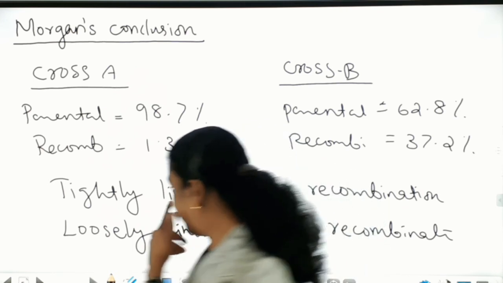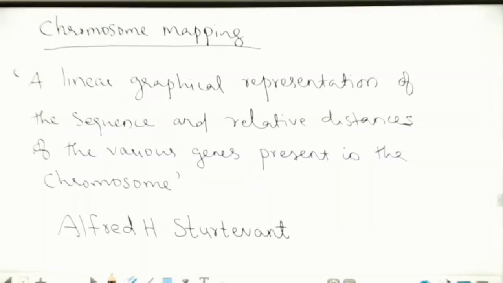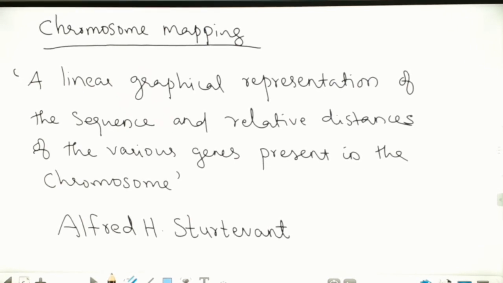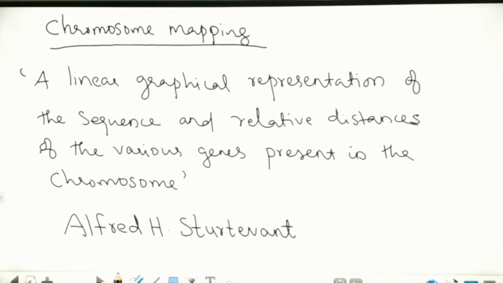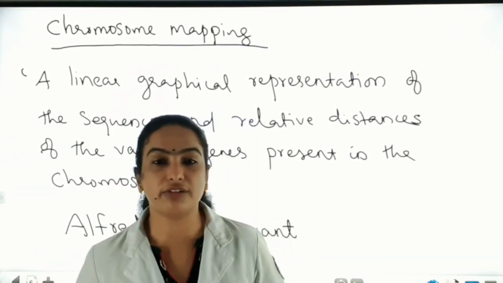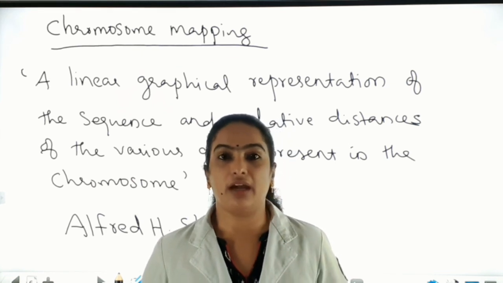Let's see. Chromosome mapping. Chromosome mapping is a linear graphical representation of the sequence and relative distances of the various genes present in the chromosome, and it was constructed by Alfred Sturtevant. Is it clear about Morgan's experiment on Drosophila and chromosome mapping? That's all for today.